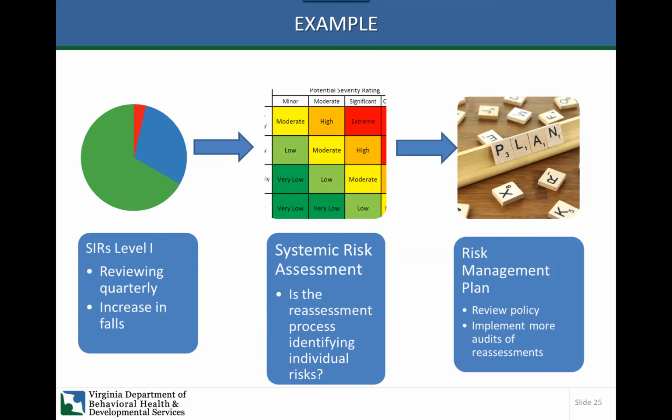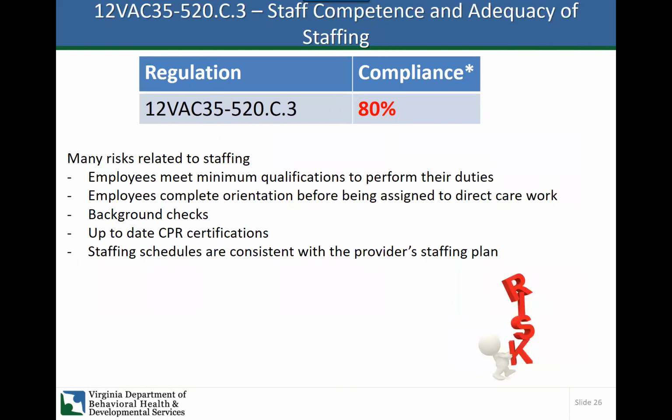So we move to the next slide, which is also part of your systemic risk assessment. This came in at 80%, again, noting for that time frame. But this is the risks related to staffing. So, you know, there's a lot. Employees have to meet minimum qualifications to perform their duties. They have to complete orientation. They have background checks. All of these things are risks.